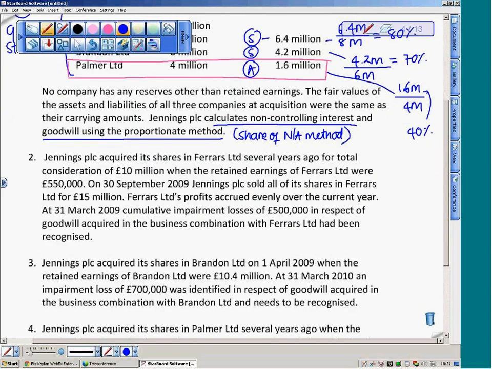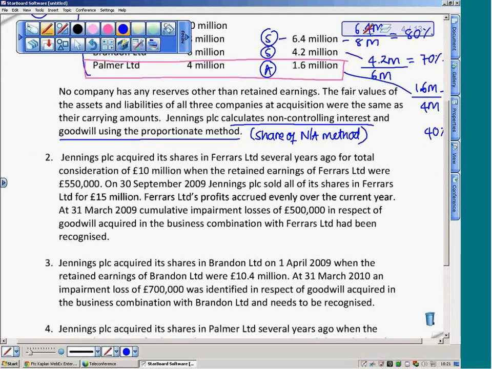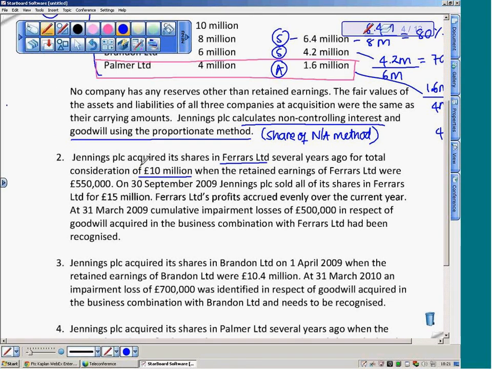Okay, now then, let's think about the relevance of Note 2. Note 2 is giving us information about the shares in Ferrers Limited, which they acquired for 10 million. Why is that relevant? Well, we need to calculate the goodwill at disposal, and that's going to help us determine that number. Remember, goodwill is a calculation comparing what you've paid against what you're acquiring when you buy shareholdings in a subsidiary. Retained earnings of Ferrers was 550 at that date. Okay, and that's going to be relevant to help us with our goodwill calculation.